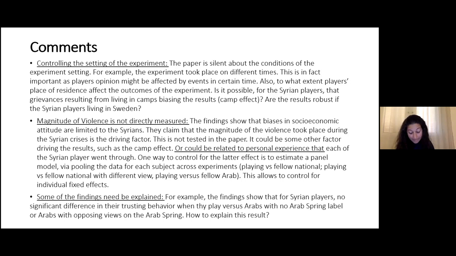Yes, we will definitely do this pooling of the data that you suggested in order to control for the individual fixed effects. The Syrian versus the Syrian and the Syrian versus the Arab. This is, I think, another robustness check of our result, that it was found that when Syrians play versus Arabs who have opposing views, they are not that low trusting and egoist as when they play versus fellow nationals. So this is a confirmation that really the Arab Spring is generating this dividing line on the national level. It was not confirmed on the pan-Arab level. So it's just on the national level, and only the result is coming from Syria, where the level of the Arab Spring has been very devastating.